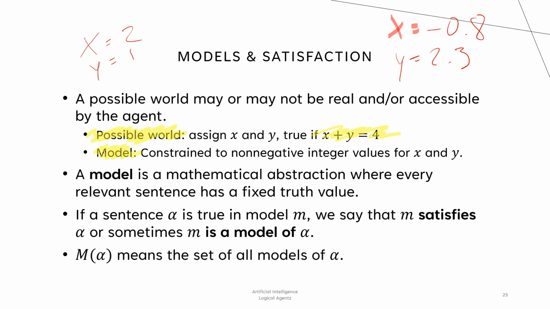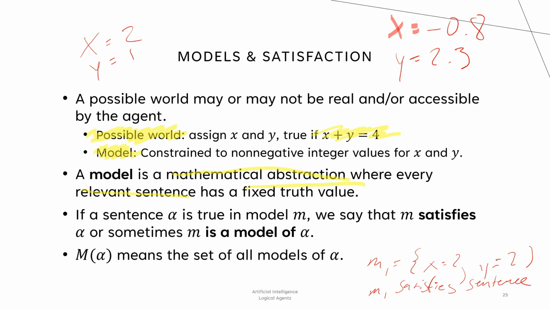Moving on, the formal definition is that a model is a mathematical abstraction where every relevant sentence has a fixed truth value. So basically, it's kind of like a state where we're assigning a value to every variable, where a variable is a propositional symbol. And we could talk about how model 1 equals x equals 2 and y equals 2, and model 1 satisfies whatever this sentence is called, which is using some future terminology we'll get into.